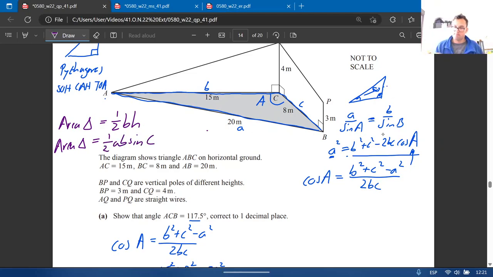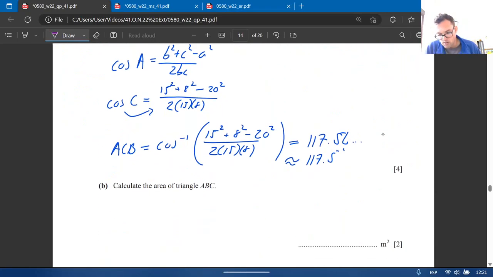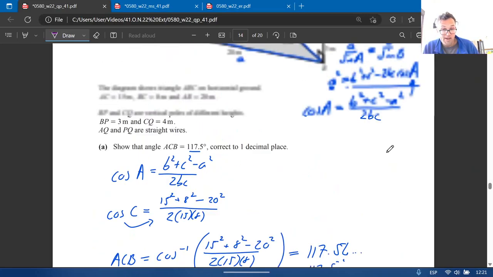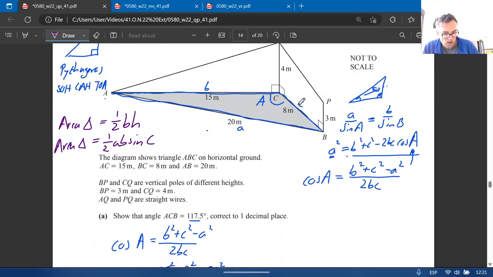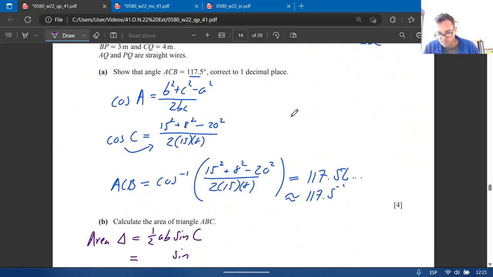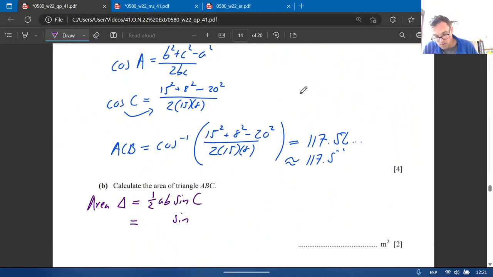Half ABC. Don't forget that one. That's the one we're going to use. Okay, area of a triangle, half AB sin C. Now of course, what is sin C? Sin C is the sin of an angle that we know, and in this case we know angle C. So now the ABC is in the right place for us. And they gave it 117.5, so it's sin 117.5.